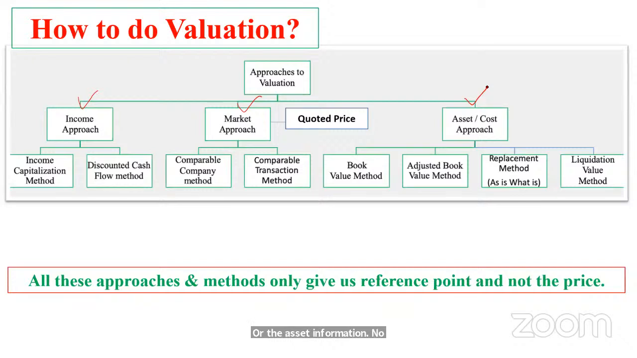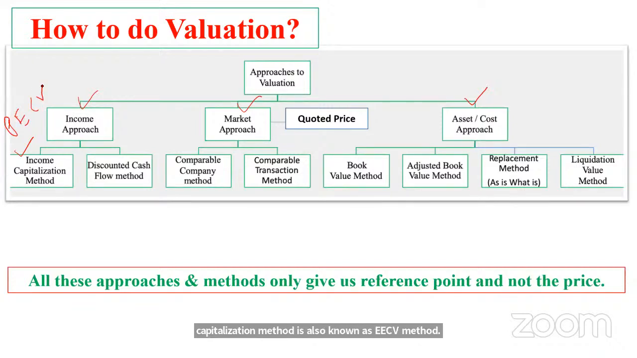Now, under the income approach, primarily there are two methods. The first method is known as income capitalization method. This income capitalization method is also known as PECV method. PECV method का मतलब क्या है? PECV का मतलब है Profit Earning Capacity Based Valuation, or it is also known as past earning capacity based valuation. यानी कि under the income approach, you do the valuation of a business based on the income this business has generated in the past.